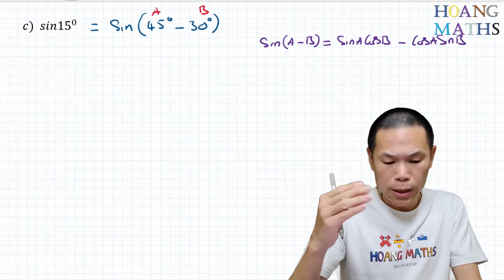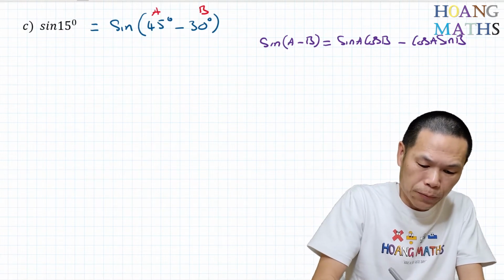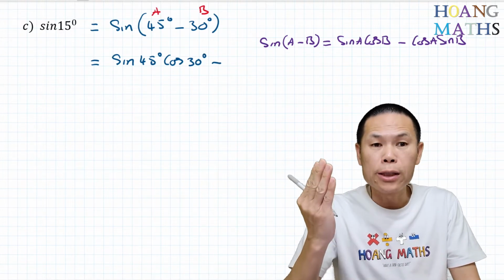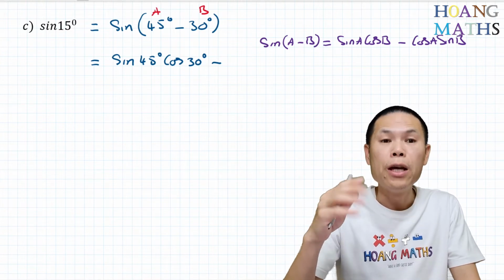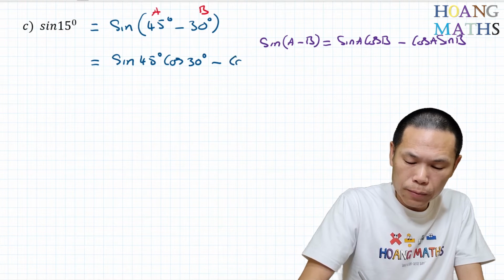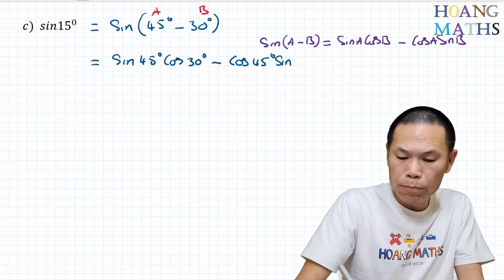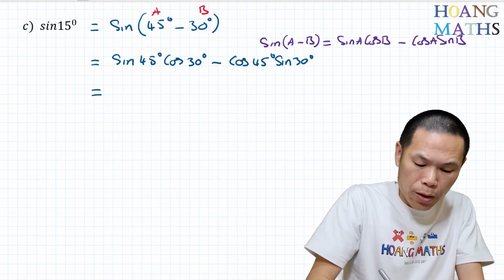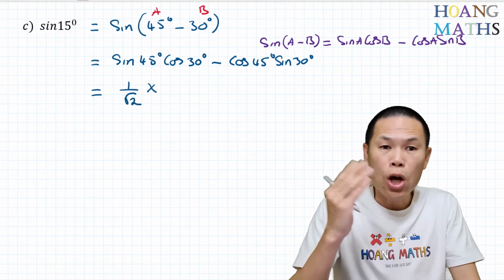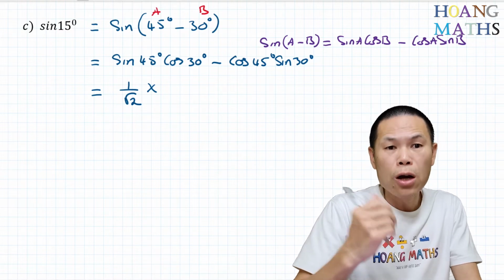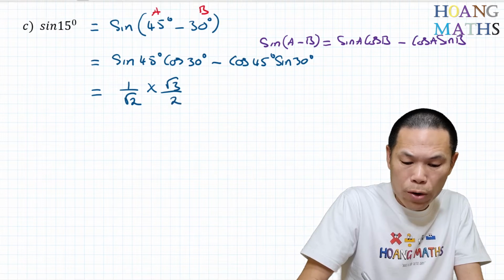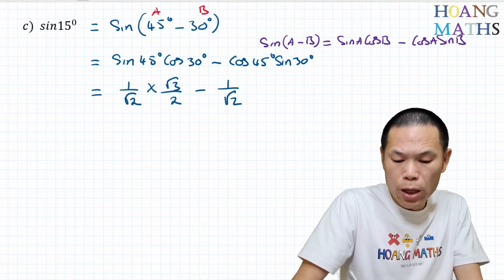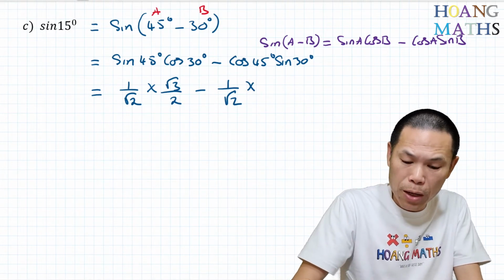So therefore, sine A cos B means sine 45 times cos 30. So let me just write this down. That is sine of 45 degrees cos of 30 degrees, and we minus cos A sine B. So cos A means cos of 45 times sine of B, that is 30 degrees. So there you go. We know that sine of 45 is 1 over root 2, so that gives me 1 over square root of 2 times cos of 30 degrees, which is root 3 over 2. We minus cos of 45 degrees, which is 1 over root 2, times sine of 30 degrees, which is a half.